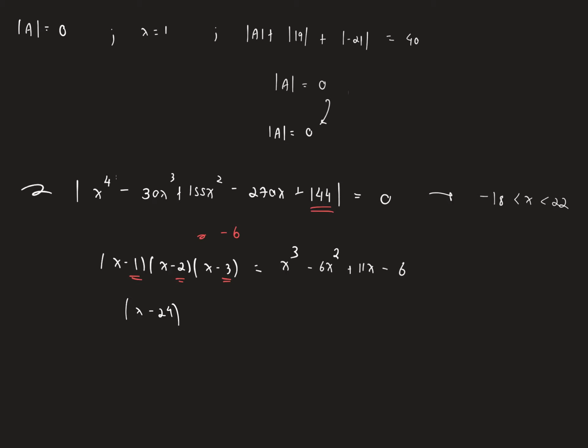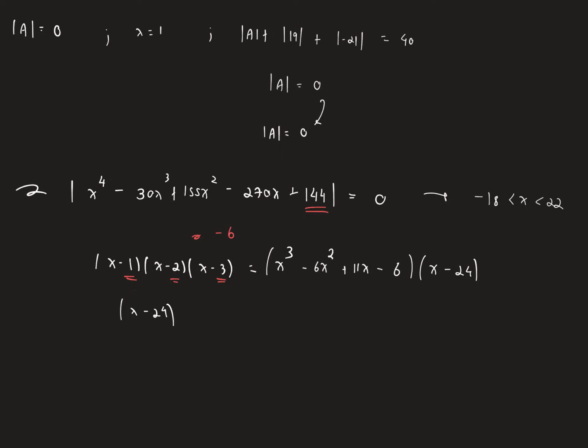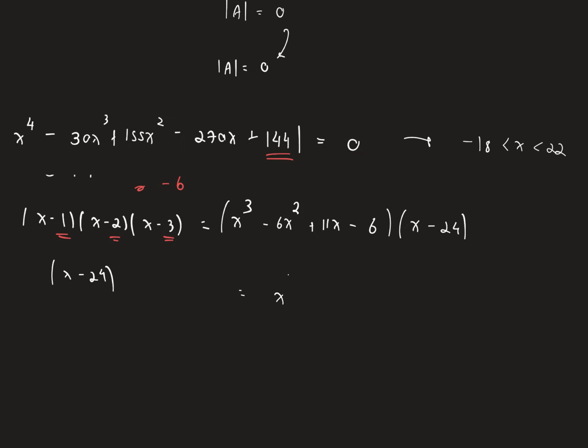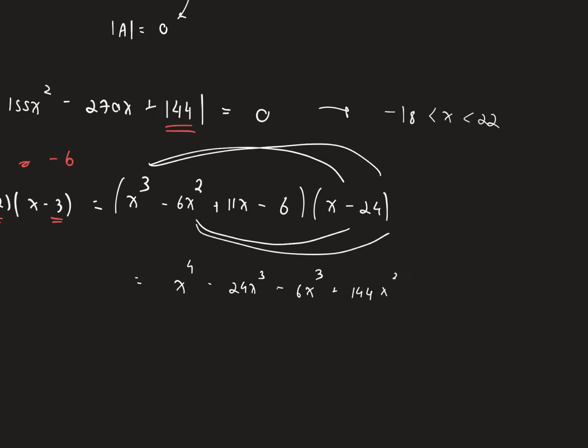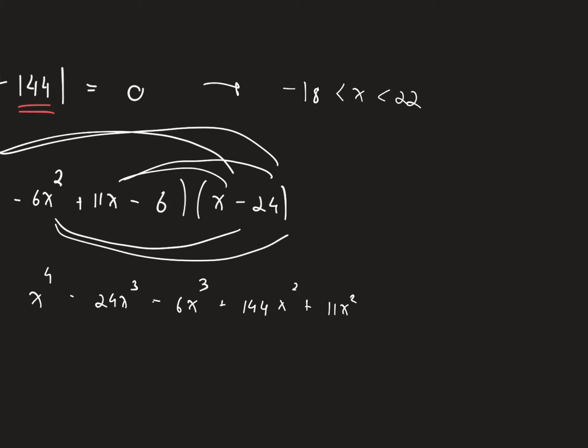So if I multiply this one by x minus 24, what you'll get is, the first one, x to the power of 4 minus 24x to the power of 3. The third one here, minus 6x to the power of 3, then plus 144x squared. Then this one here, plus 11x squared, minus 264x, and then minus 6x, and then plus 144 in the end.